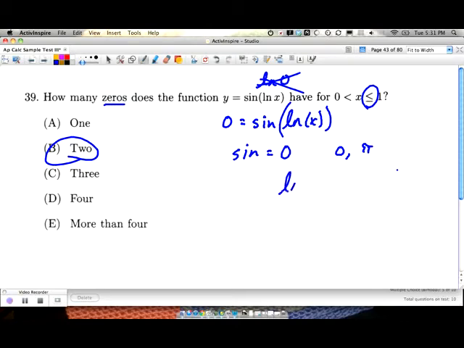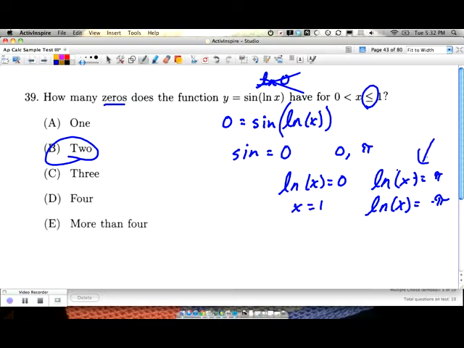So then what I'm asking is, does natural log of x equal 0? And does natural log of x equal pi, or negative pi for that matter? We know that this is meaning x is going to equal 1. But we saw that that other 0 was somewhere between like 0 and 0.2 or something like that. So that's where we get our 2 zeros from.